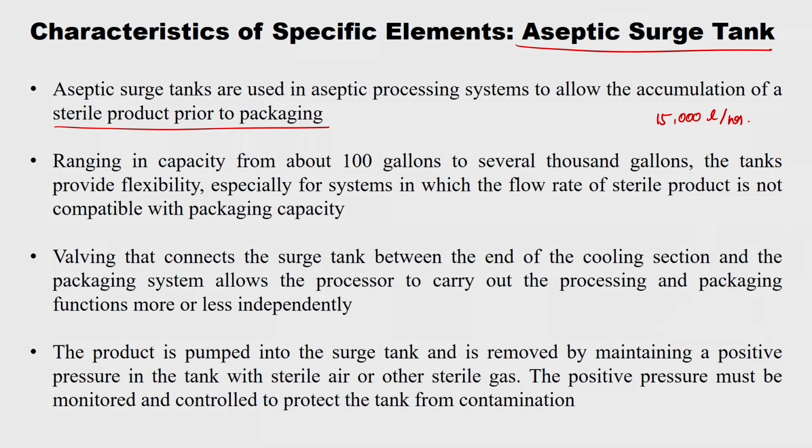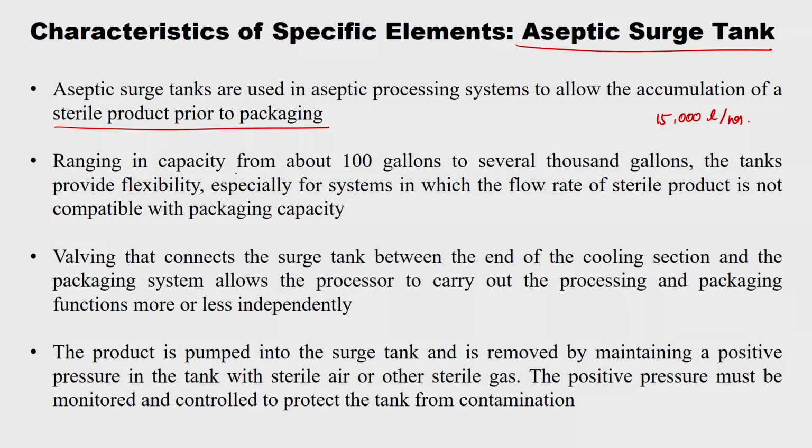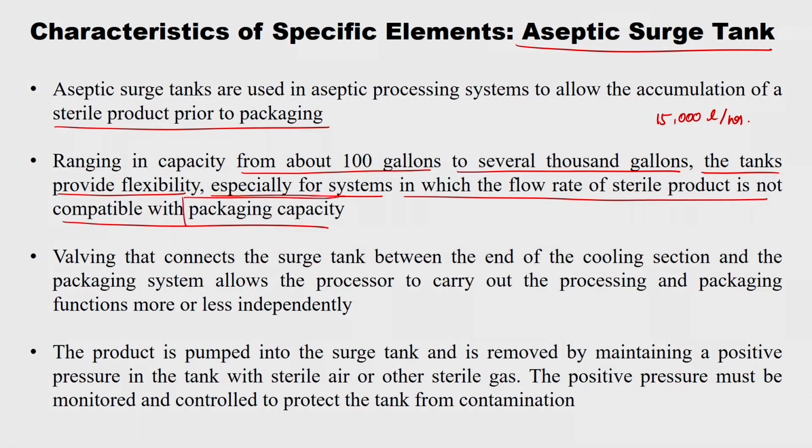So, it is nothing but between the product line, after the holding tube, there is a cooling section here. So, after the cooling section, it is introduced into the surge tank. Here, whether I will be able to pack all the volume produced or not, based on that the number of surge tanks would be designed, ranging in capacity from about 100 gallons to several thousand gallons. The tanks provide flexibility, especially for systems in which the flow rate of the sterile product is not compatible with the packaging capacity. This is what I told, right.